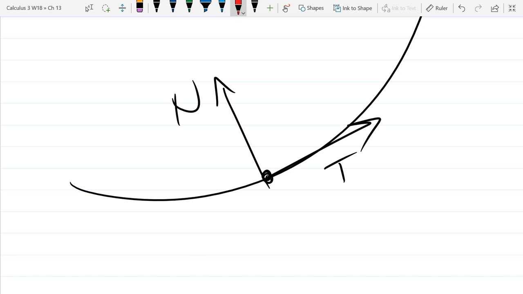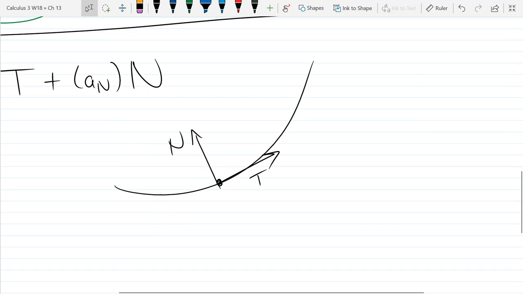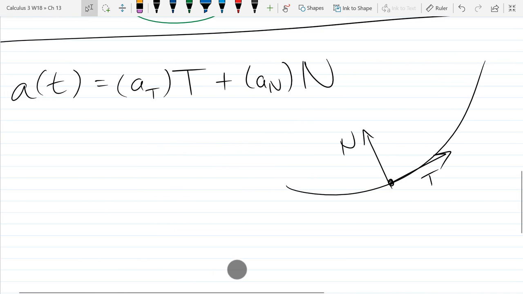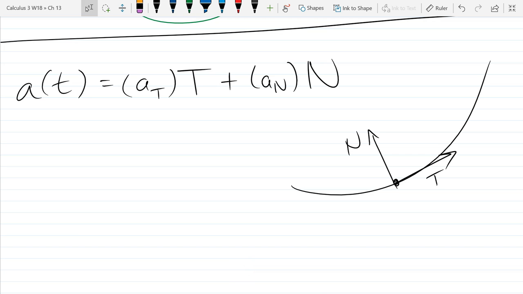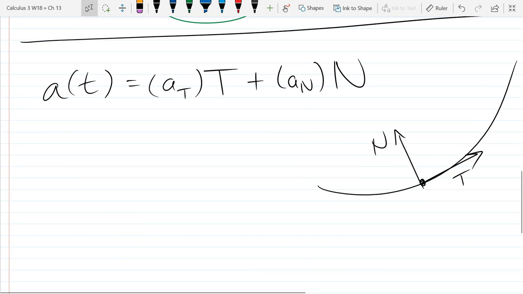So one way to think about N is basically the direction you're turning in. So in this case, depending on how the orientation is, we're basically turning to the left in this situation. So the full acceleration has a little bit in the T direction and a little bit in the N direction, and this is how much in each of those two directions. So we'll write down what the AT and the AN functions are. And these are functions of t.